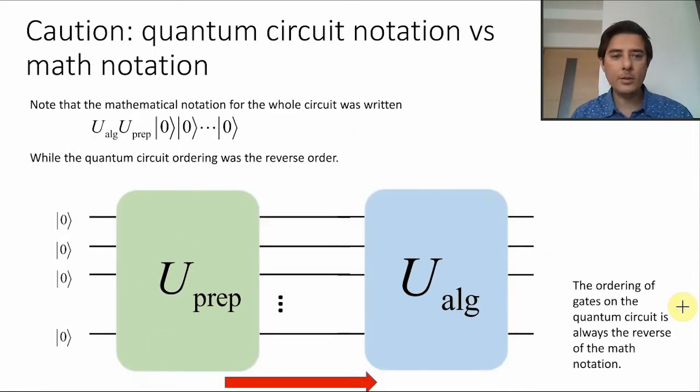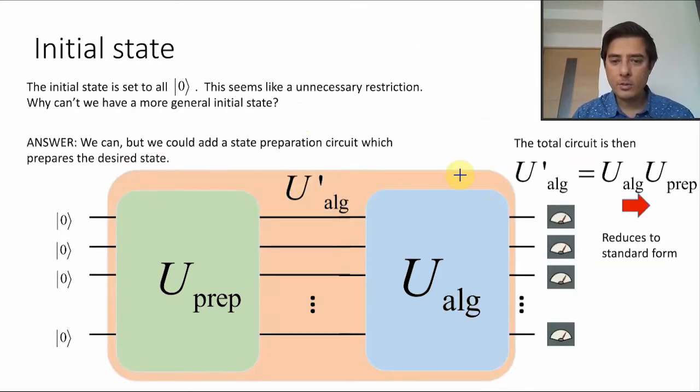So this brings up a little aside. What you might have noticed there is that this orange U alg was written U alg and then U prep like this. But when I wrote it with a circuit, it's actually U prep and then U alg. So, have I messed up here? Why are these things in the opposite order? Here it was alg and then prep, and then here it's prep and alg.